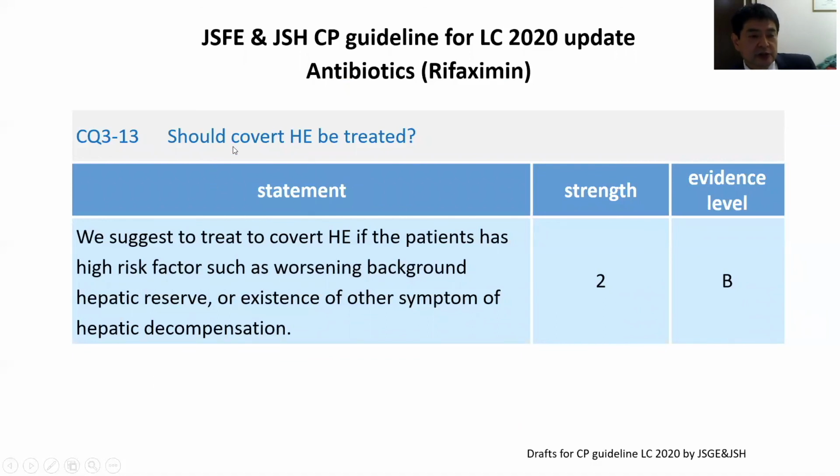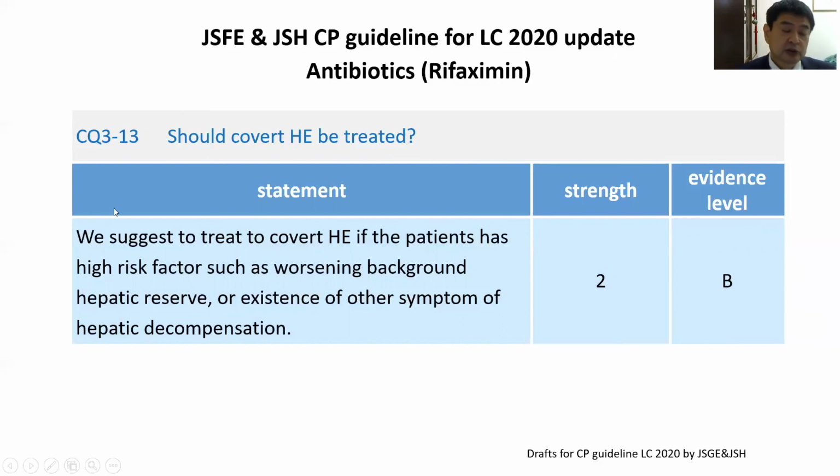The next question is, should covert HE be treated? Covert HE is very difficult to diagnose. As a result, there are many heterogeneous populations in the clinical studies. Actually, the diagnosis of covert HE is very, very difficult. Most of the time you need to be a very experienced hepatologist or psychiatrist. And unfortunately, most of the diagnostic methods are very subjective. Otherwise, you need very special apparatus or software to diagnose very early covert hepatic encephalopathy or minimal hepatic encephalopathy.